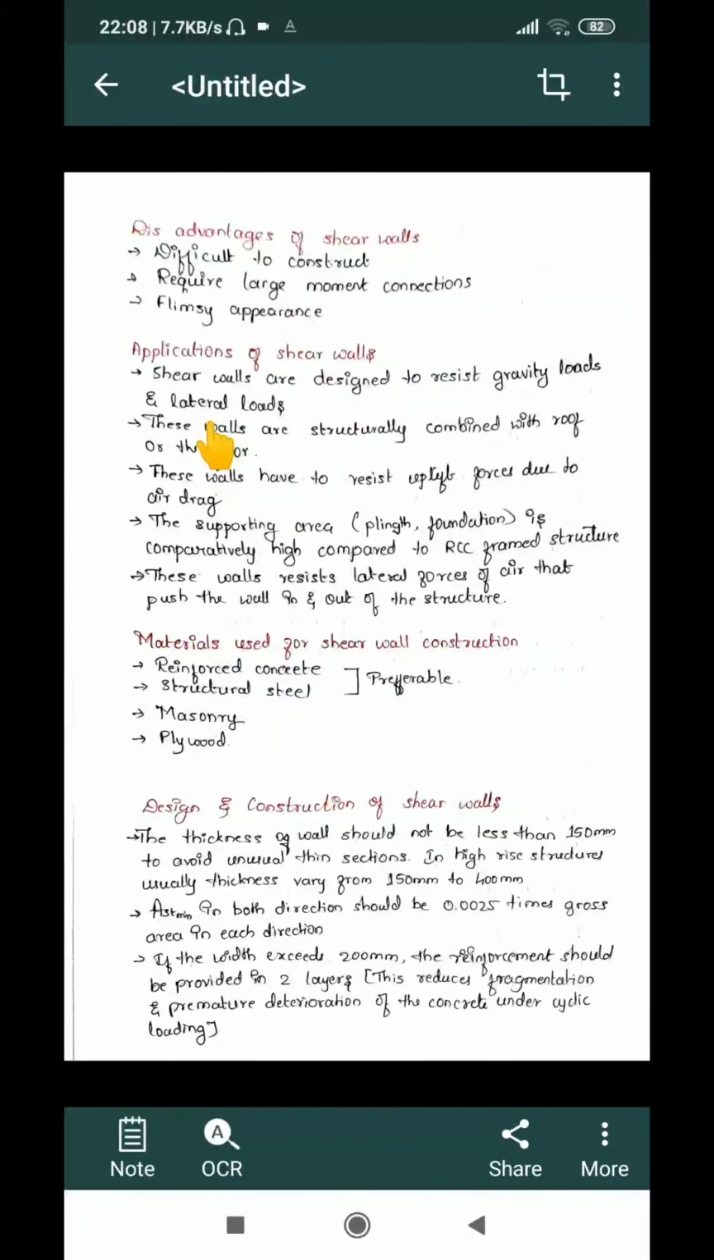Everyone, this is the second session on Module 8, shear walls, of Building Structures 6. In our last session we studied the introduction to shear walls, the materials used, the applications of shear walls, and the advantages and disadvantages of shear walls.